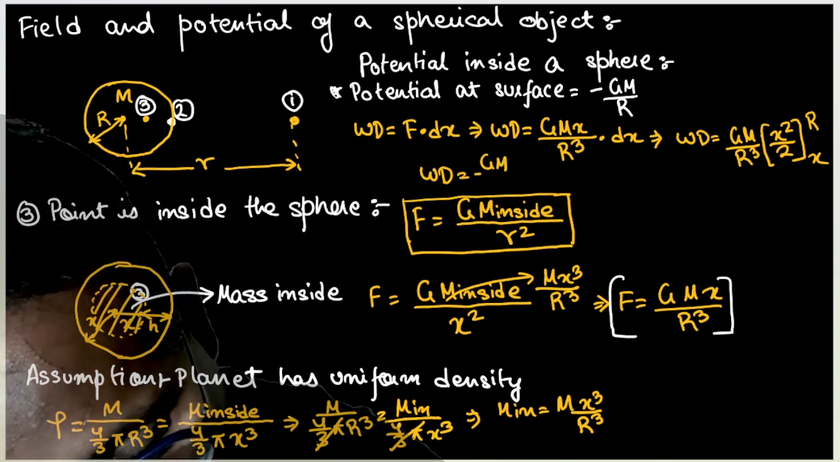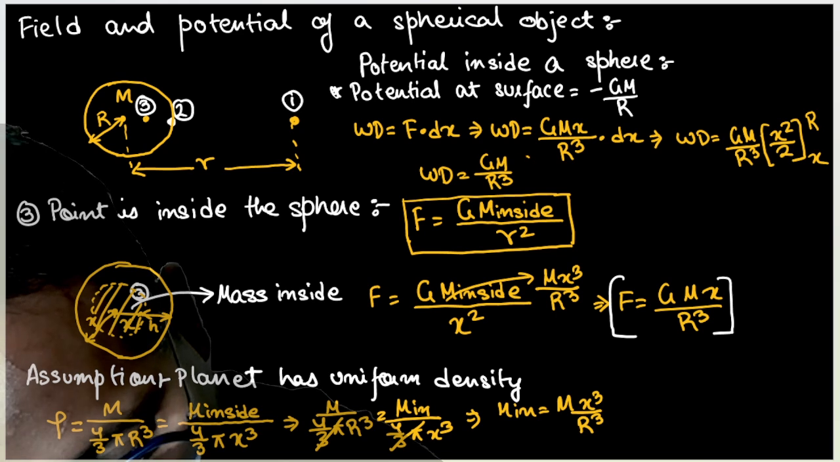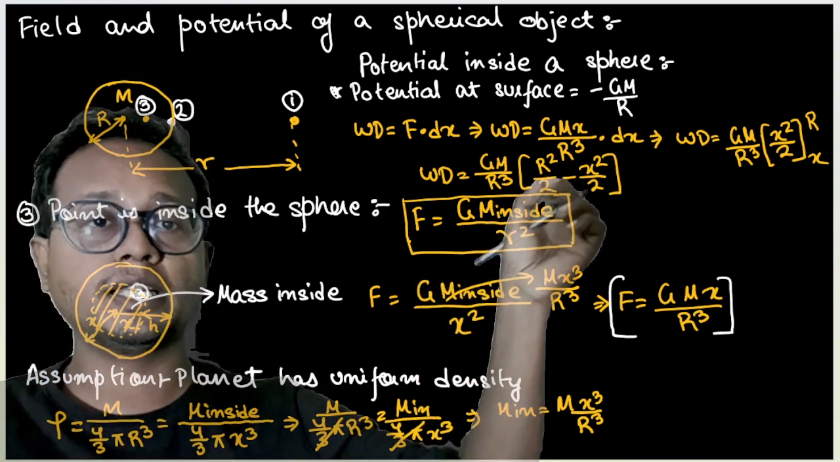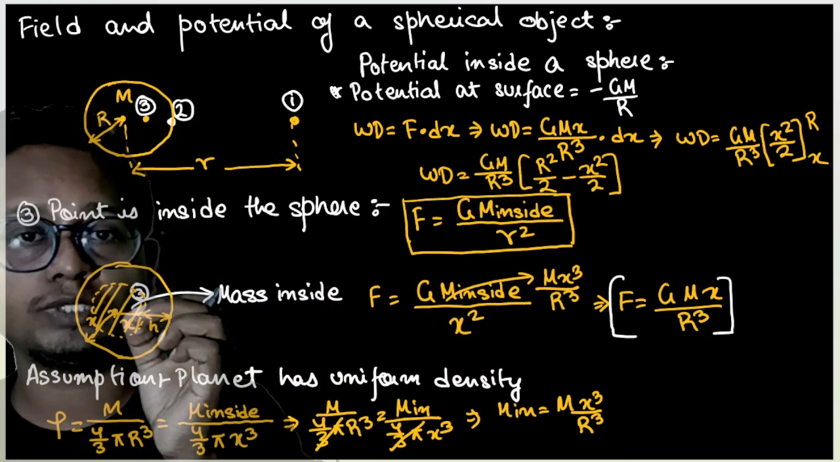Okay, so now the total work done in bringing a unit mass from the surface to point 3 is nothing but GM by R cube into R square by 2 minus x square by 2. Now this is the work done in bringing a unit mass from the surface to this point 3.